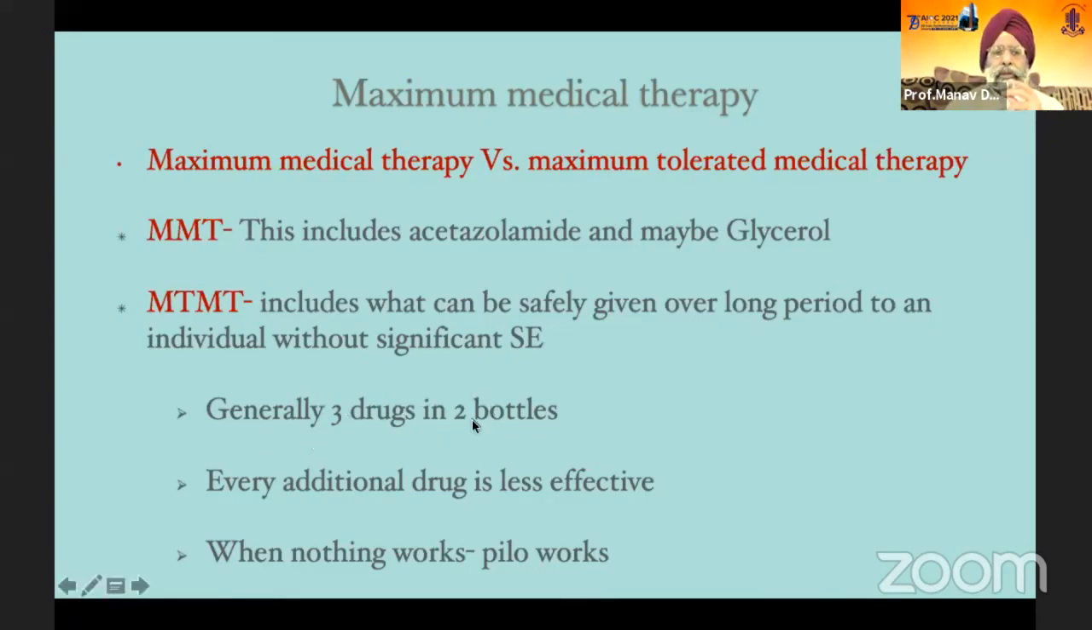Generally, 3 drugs in 2 bottles are sufficient, and every additional drug is less effective, as you should understand. And when nothing works, Pilo works. One should not forget this. Pilo is a very, very effective drug.